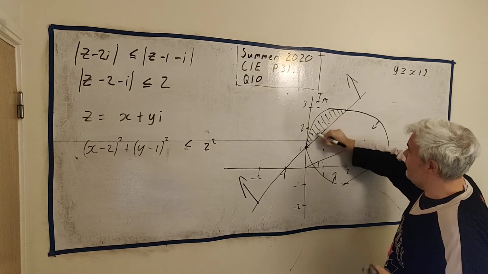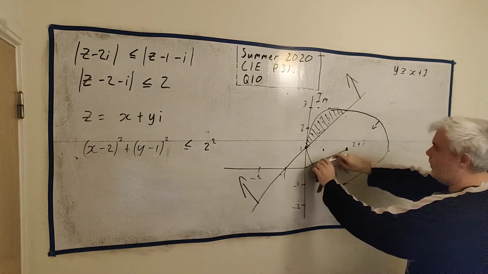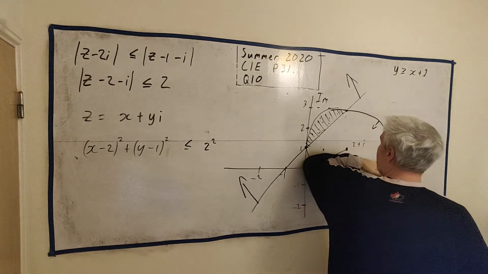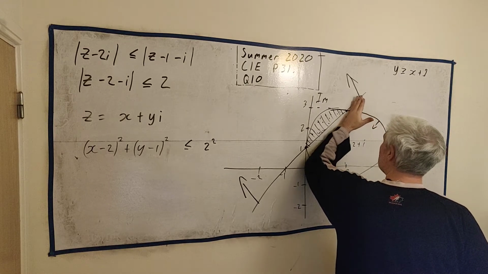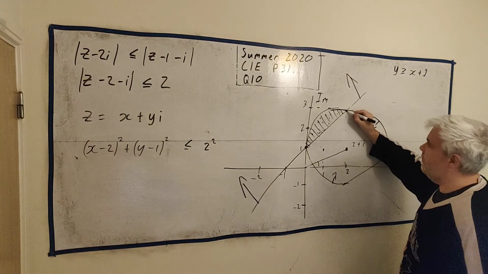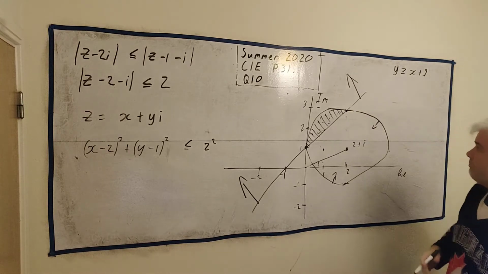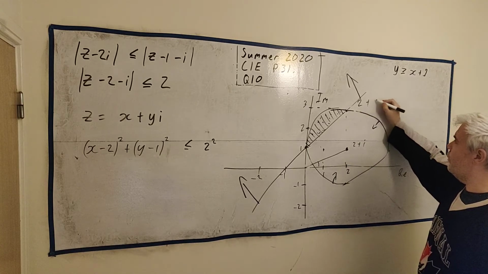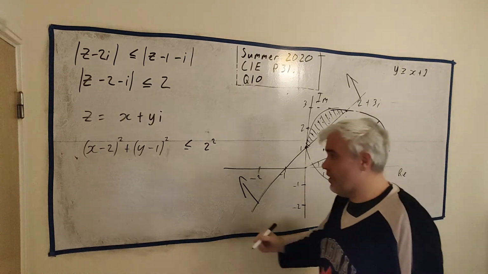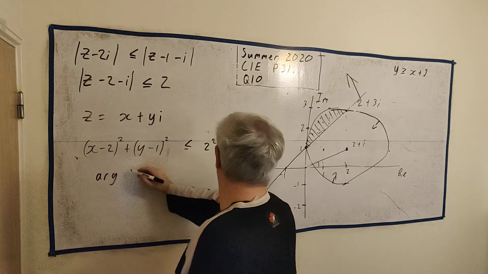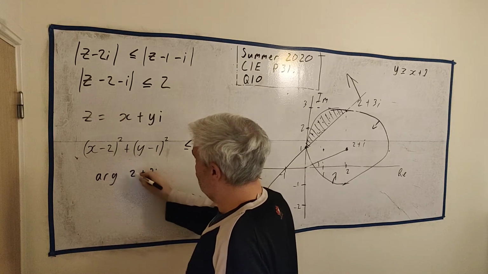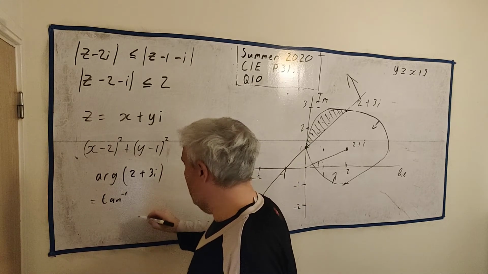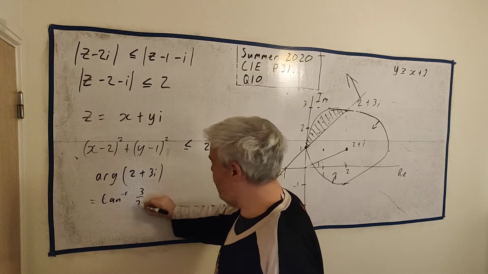Here's a z, there's millions of them. Which is the smallest one? So the first one that we would hit would be here. If we had a sweeping arm, let me use my arm, it's long enough, the first one to hit would be here. We can see that from the sketch. So what's this point? This is 2 plus 3i. That'll give us the smallest argument. So we're just looking for the argument of 2 plus 3i. That's just equal to the inverse tangent of 3 divided by 2.